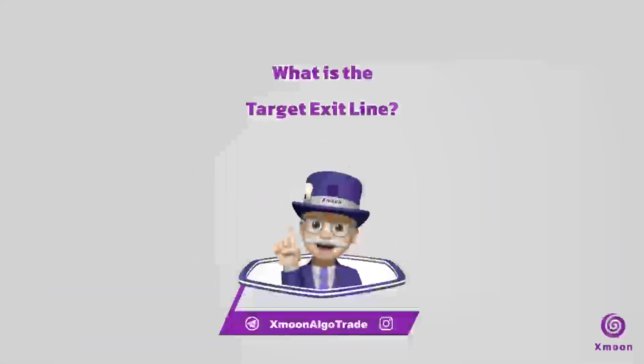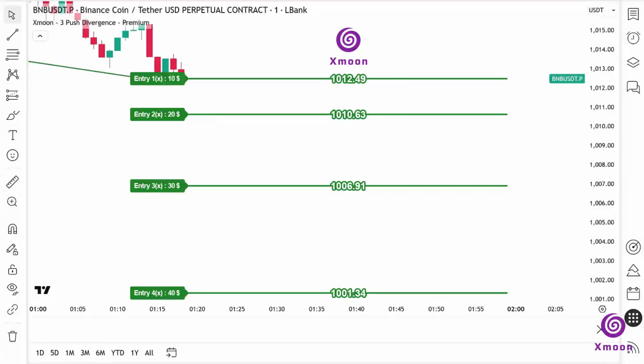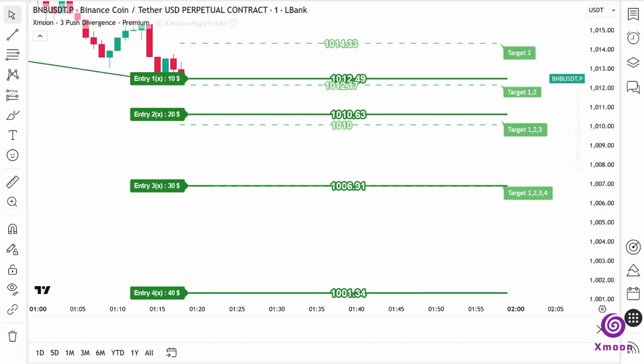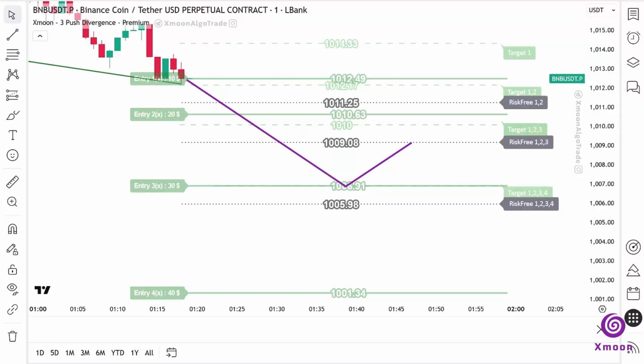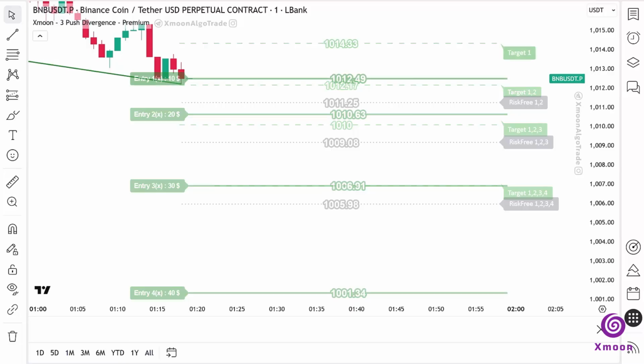What is the target exit line? In the Xmoon pattern, the target line is displayed in green and as a dashed line on the chart. This line is automatically calculated for each step based on conservative parameters and the pattern structure. In simple terms, when the market moves past the risk-free level and proceeds according to our analysis, we then enter the profit zone. We understand that each trading step possesses its own distinct target and risk-free levels.